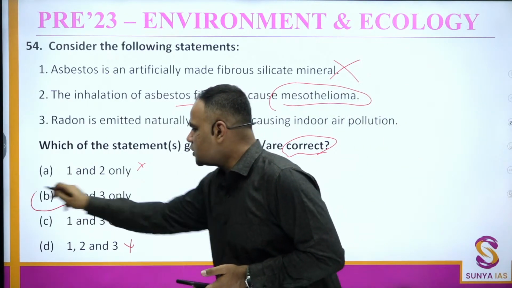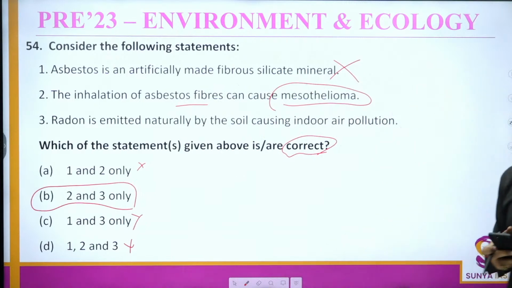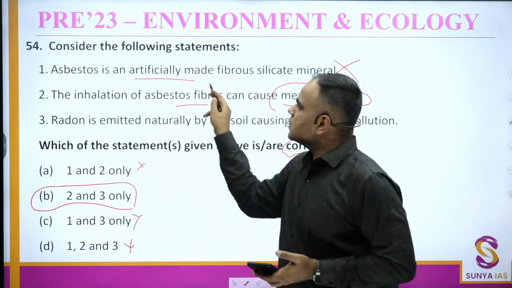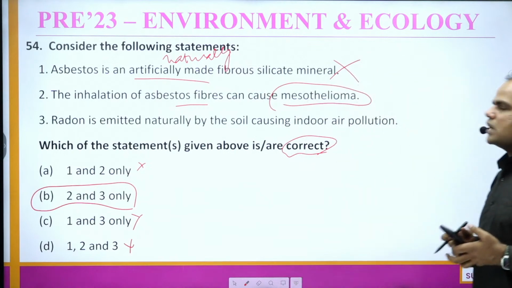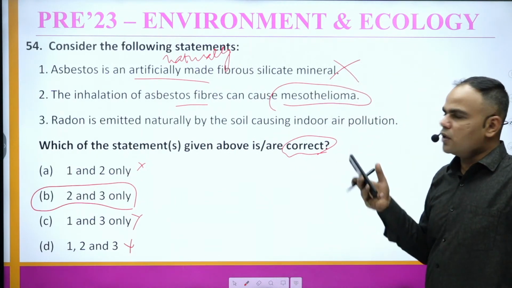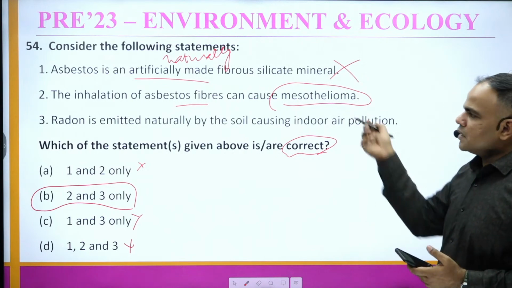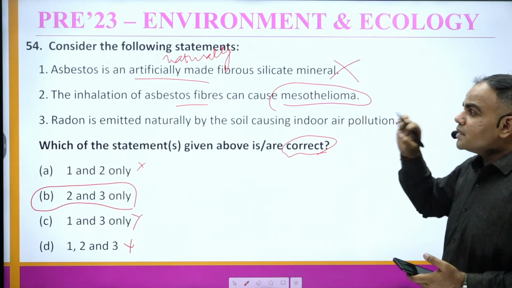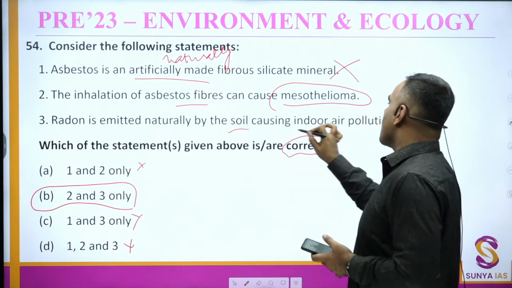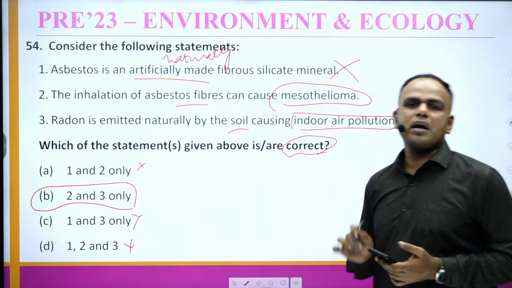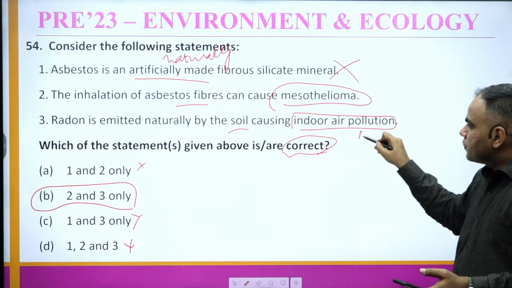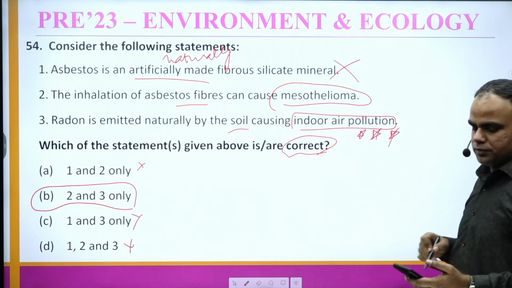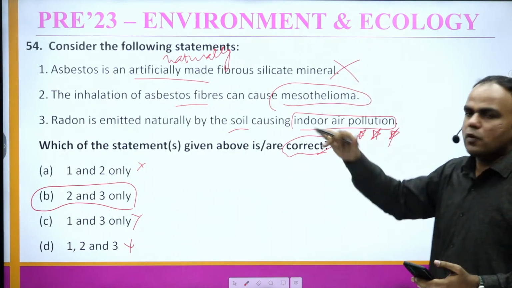That is also one of the ways, in case you already know it, for question number 54. Otherwise, yes, asbestos is naturally occurring. Inhalation causes mesothelioma, which is again related to the lungs, and respiration issues happen because of this. And second, radon is emitted naturally by the soil, causing indoor air pollution. Okay, so that part is also true, that radon is emitted naturally. In fact, radon causes a lot of this indoor air pollution. Okay, so here 54, the answer becomes B.